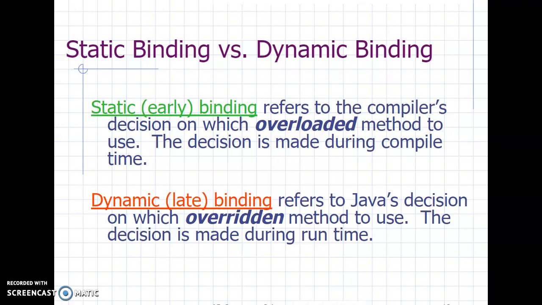Okay, so now we have what's called static binding versus dynamic binding. Static binding, or early binding, refers to the compiler's decision on which overloaded method to use. It's made during compile time. They see them as two completely different methods, so they can choose easily which method to use. Dynamic binding, or late binding, refers to Java's decision on which overridden method to use, and that happens during runtime, like we just talked about.